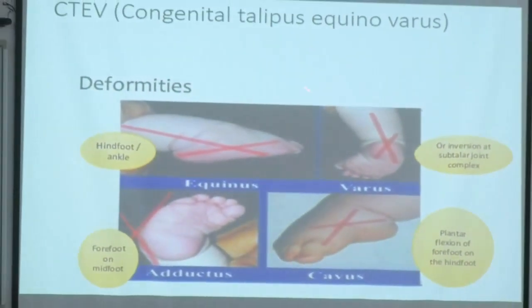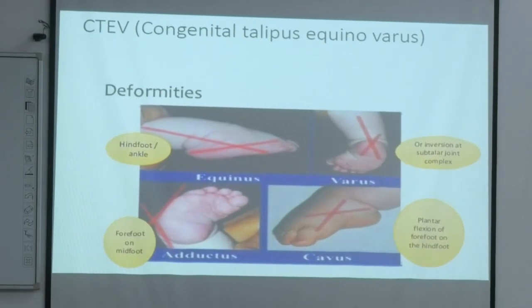The hind foot or ankle will be like this, or inversion at the subtalar joint complex will occur. Plantar flexion of the forefoot on the hind foot, that means cavus, varus, equinus. The heel will be up, and the forefoot on the midfoot will be adducted towards the midfoot. So these are the four components of congenital talipes equinovarus, CTEV. This short form is very commonly used. Important disease, clinical condition of the foot.